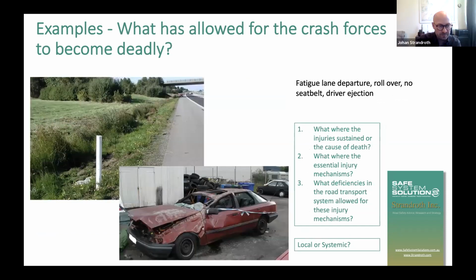All right. In this case, we've seen the car before, so it's a fatigue-related crash, lane departure. Again, we should remind ourselves that these are examples from Sweden. We're driving on the right-hand side. Lane departure, and then it's actually a rollover. There's no seatbelt and driver ejection. So we can see some tracks in the roadside area. If you look carefully, you can see they start a bit further down. There's a sharp turn.